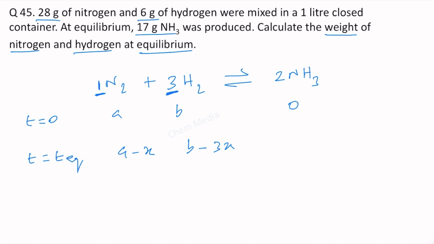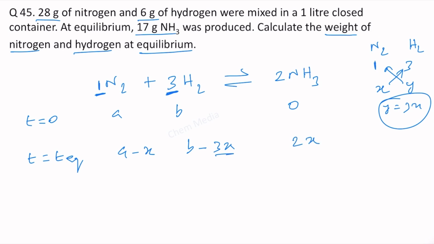Just cross multiply. We have N2, H2. When we have 1 mole here, we require 3 mole here. So therefore, when this is X and this is Y, if we cross multiply, then Y has to be 3X, isn't it? So that's why we are putting 3X here. And then we will get 2X here.